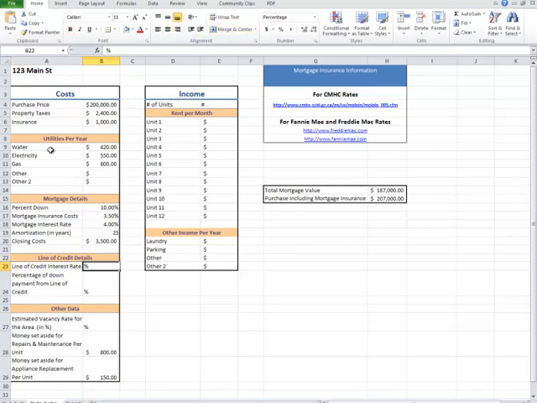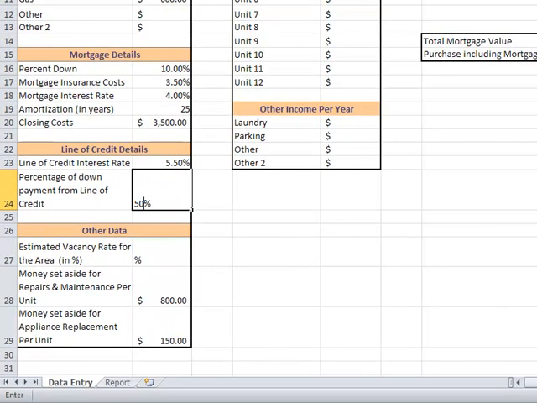If you're not doing that, if you're putting straight cash down for your down payment, you can just leave these areas blank. Just like any area that does not pertain to you, you just leave it blank. So the line of credit interest rate: how much are they charging you for interest on that borrowed money? Let's say 5.5%. And the percentage of the down payment you're going to use for the credit line. So I'm putting down 10%, but I'm only going to use half of it from my credit line. The other half I have in cash. So I'm only going to put down half of the down payment from my borrowed money.